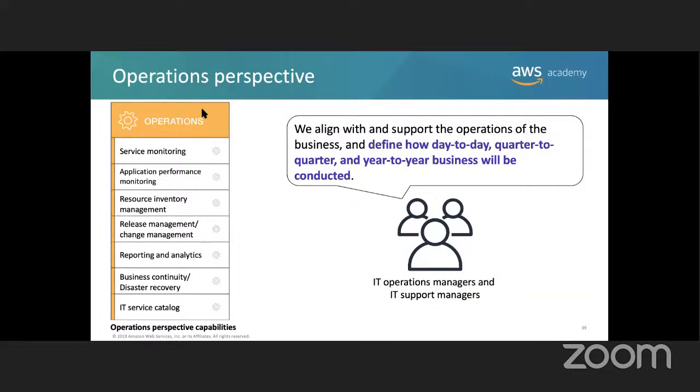So the AWS Cloud Adoption Framework helps these people define the current operating procedures, right? It also helps them identify the process changes and training that are needed to implement successful cloud adoption.